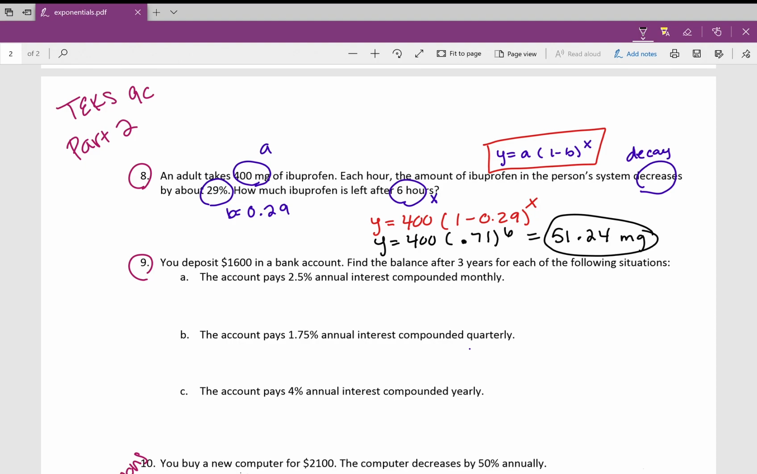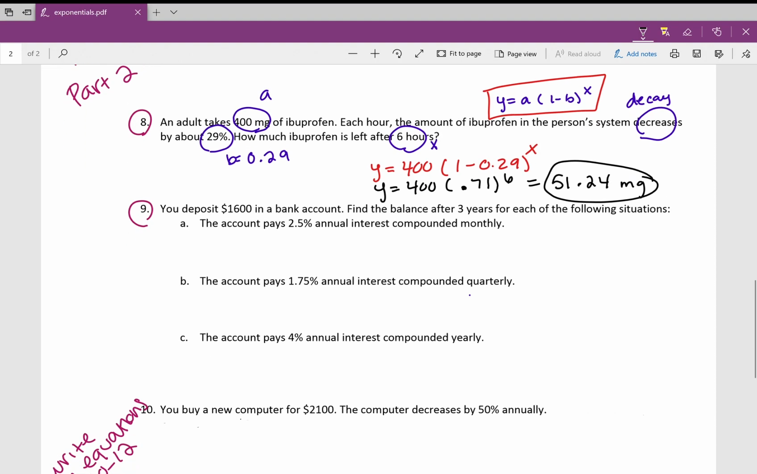Okay, let's go look at number 9. Number 9 says you deposit $1,600 in a bank account. Find the balance after 3 years for each of the following situations. So A, B, and C are all going to be different answers because they're giving us a different interest rate and a different time.